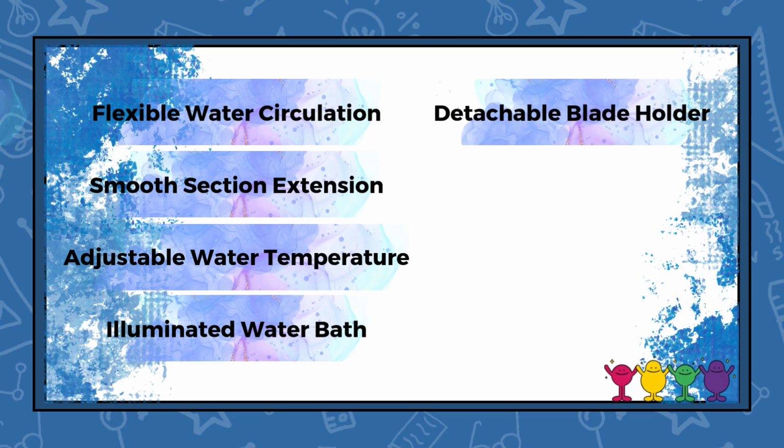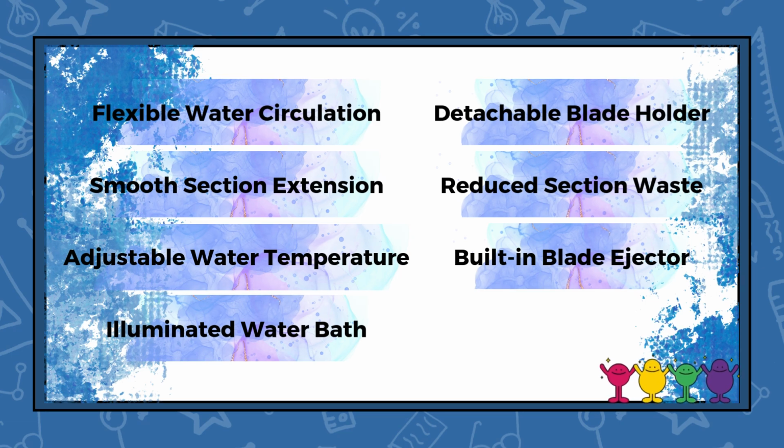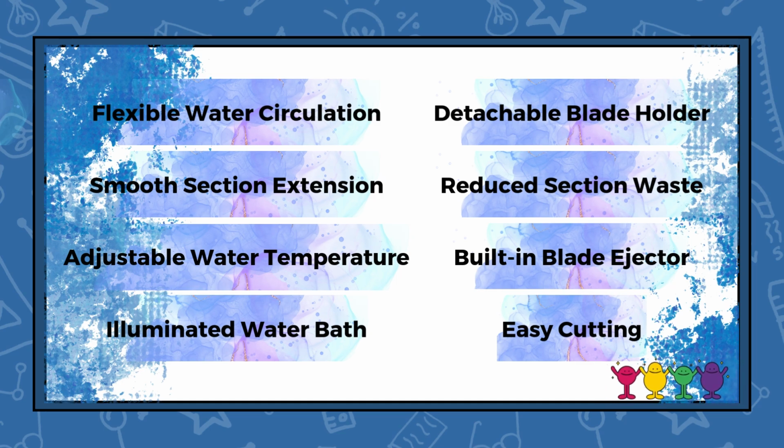Fifth, detachable blade holder. The equipment has a specially constructed detachable blade holder with transfer ramp. So, the traditional hand transfer of the sections into a water bath is no longer required. Sixth, reduced section width. Seventh, built-in blade ejector for safety. And lastly, easy cutting and simple creation of ribbons.